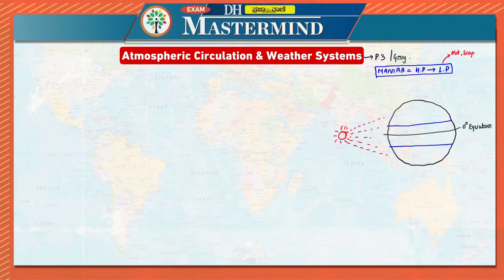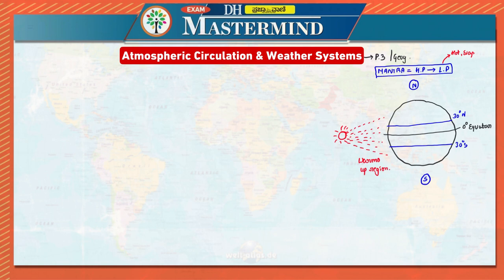So this is north, this is south. This is 30 degree in the north and 30 degree in the south. Most of the sunlight is concentrated in this region, and it warms up this region. Till here I guess it is clear.